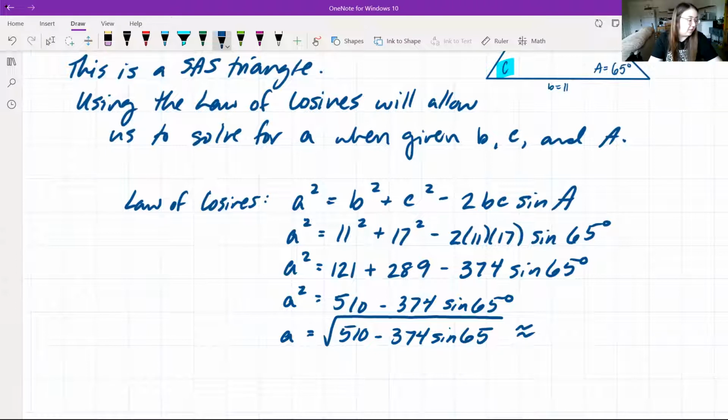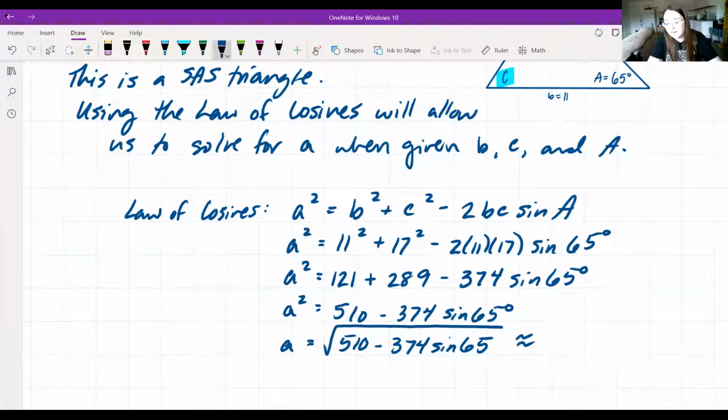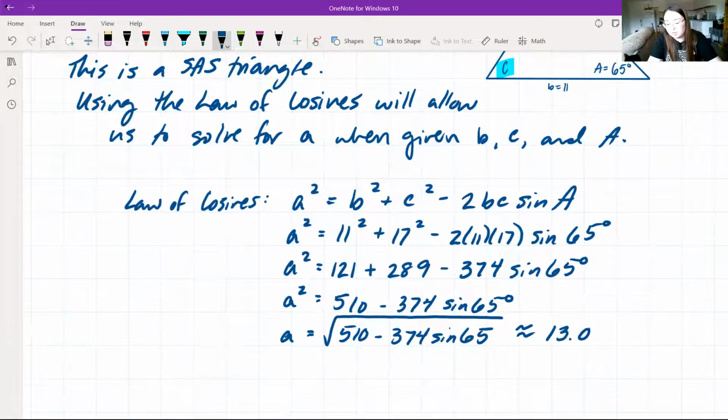When we plug this value into a calculator, we get that A is going to be equal to about 13.08. So this is one of our values. We've now found our value for side length A.